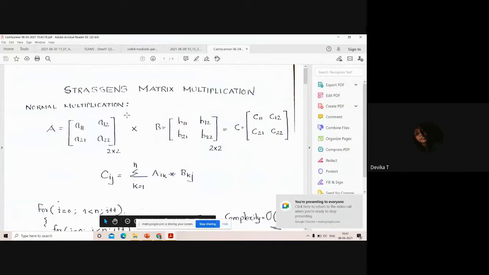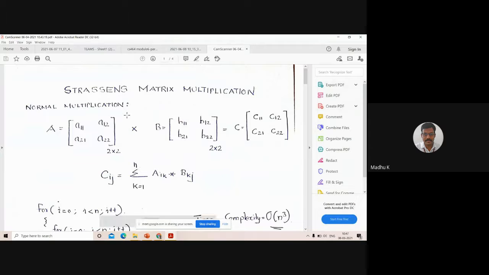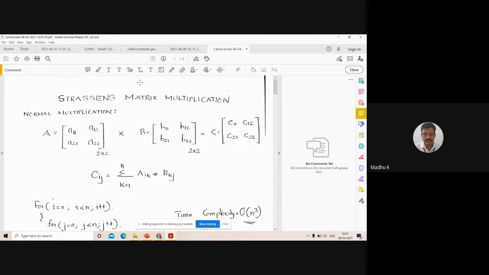Okay, so in the previous class we discussed Strassen's matrix multiplication. Today we are discussing the same, because in the previous class we lost connections and there were a lot of issues. Anyway, we have enough time, so we are discussing Strassen's matrix multiplication.